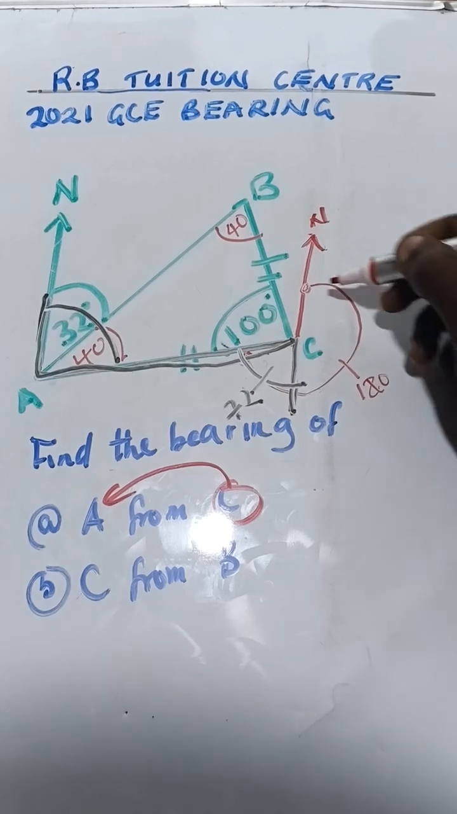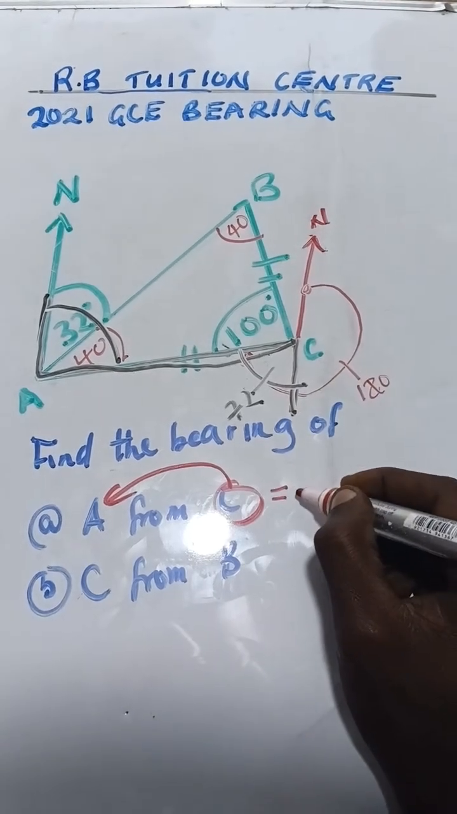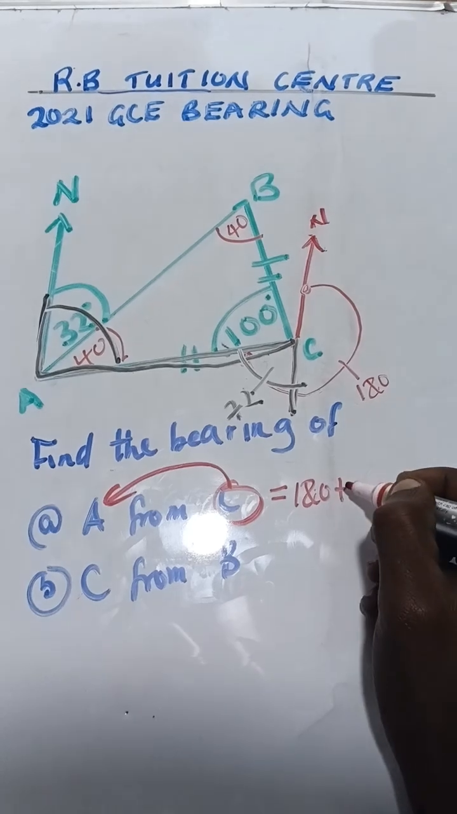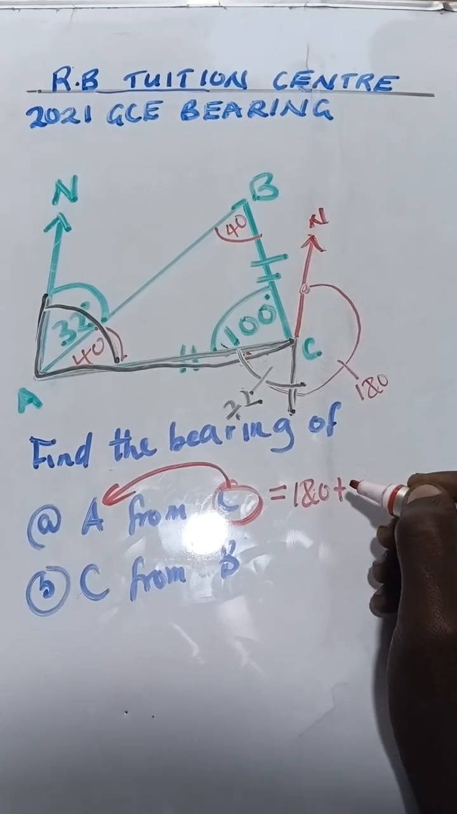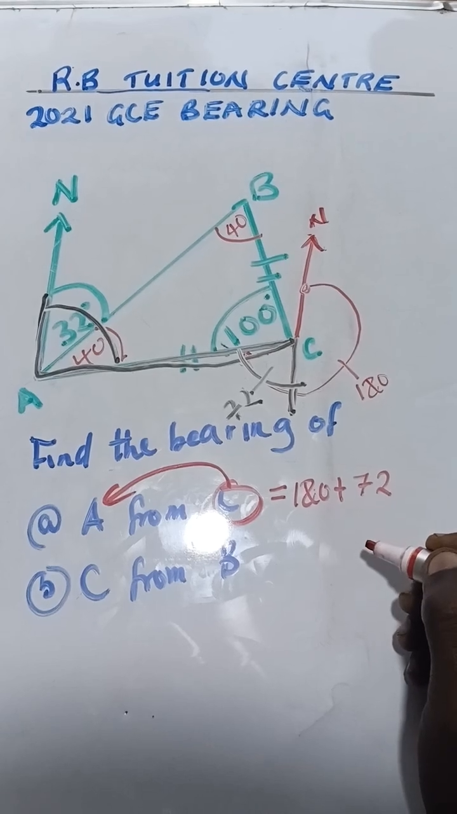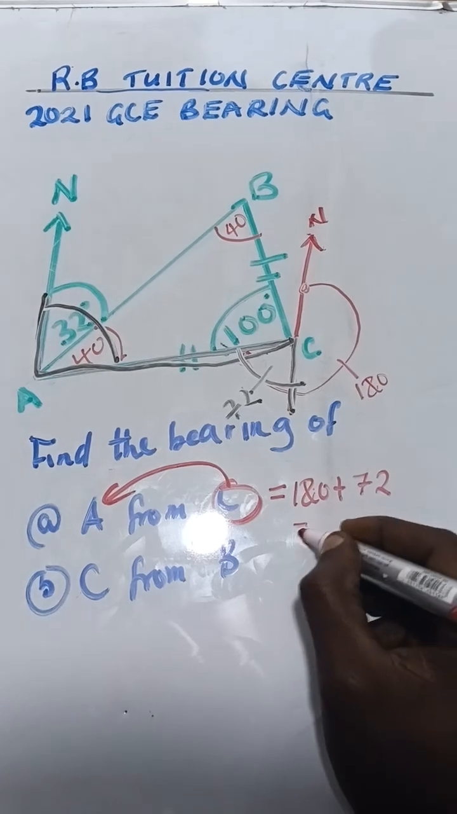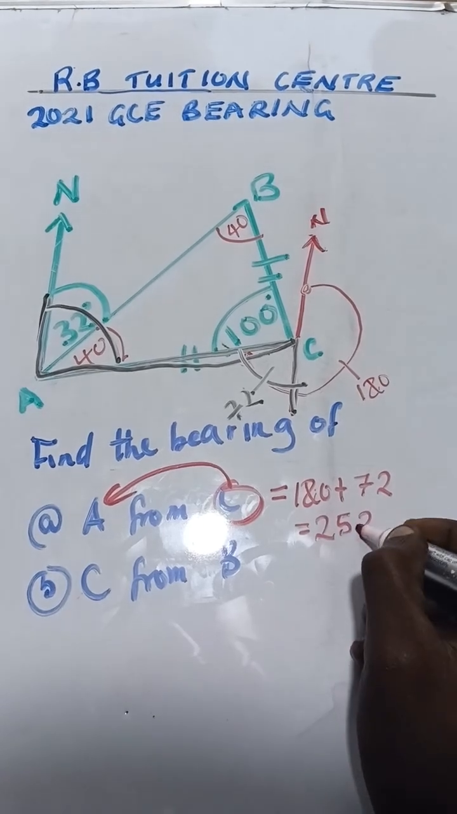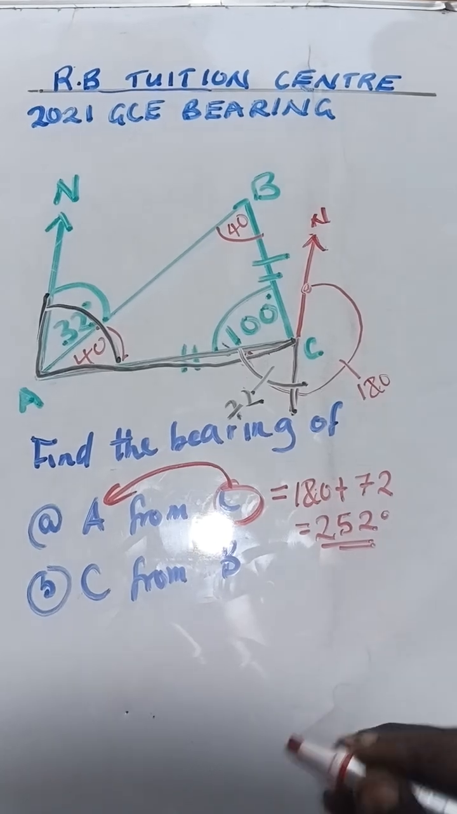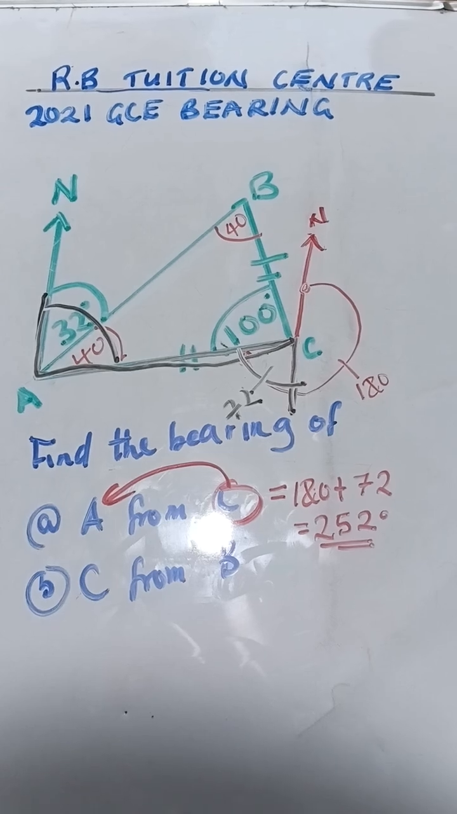So we are going to say 180 plus 72, right? What is 180 plus 72? The answer is 252. That is the answer. So this is the way we answer the first one. Now, what is the other question?